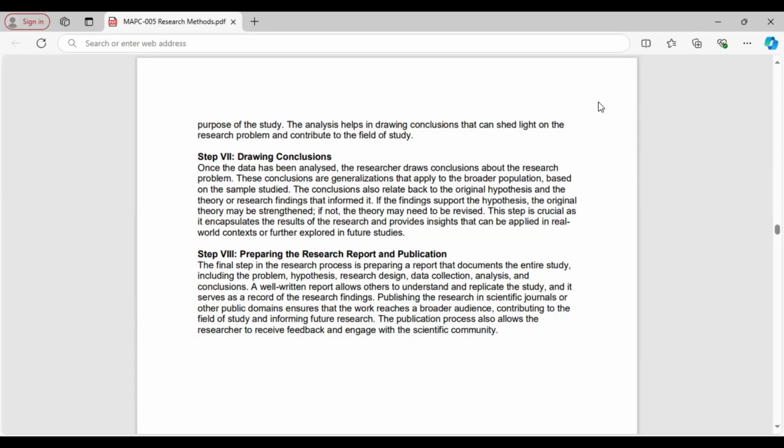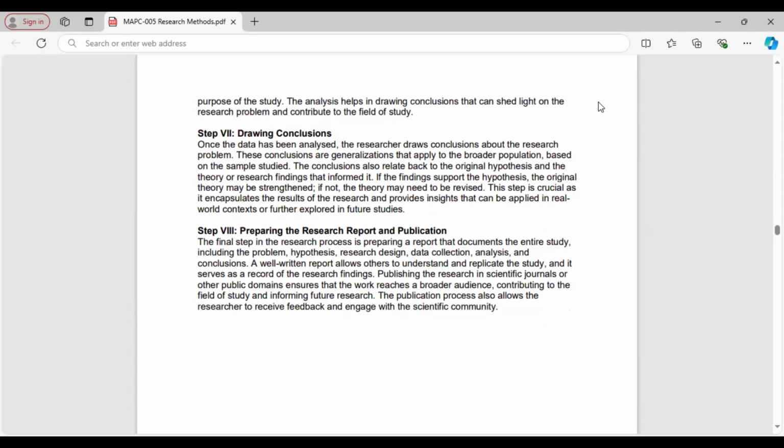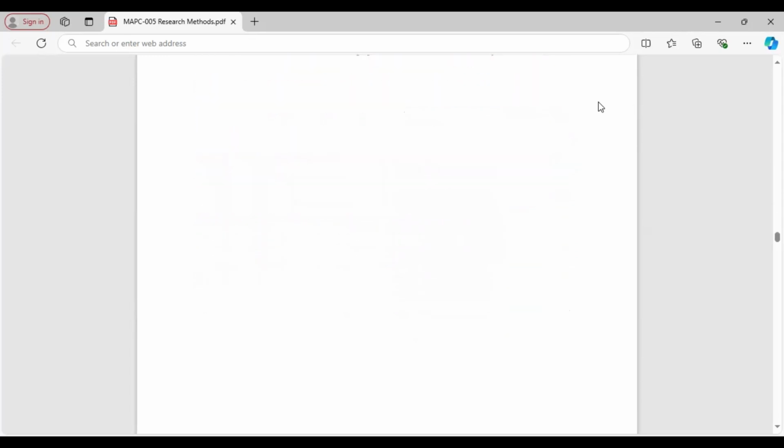With this, section 1 is completed, and we'll move on to the second section, that is section B.